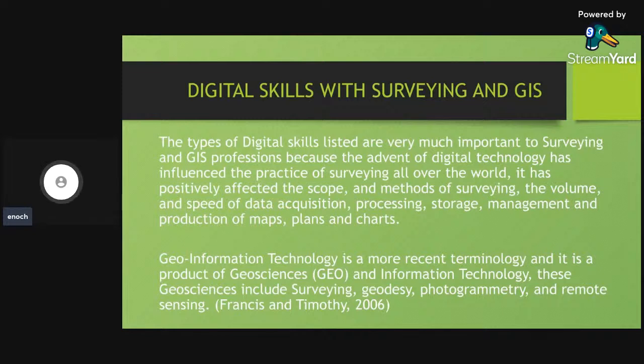Okay, now moving on. The types of digital skills listed are very important to the surveying and GIS profession because the advent of digital technology has influenced the practice of surveying all over the world. It has positively affected the scope and method of surveying, the volume and speed of data acquisition, processing, storage, management, and production of maps, plans, and charts. Information technology is a more recent terminology and it is a product of geoscience and information technology. These geosciences include surveying, geodesy, photogrammetry, and remote sensing.